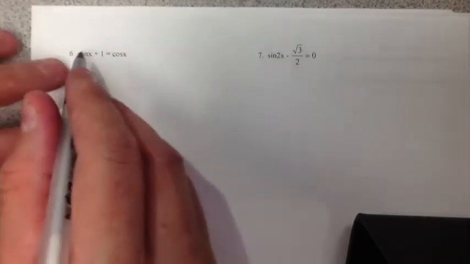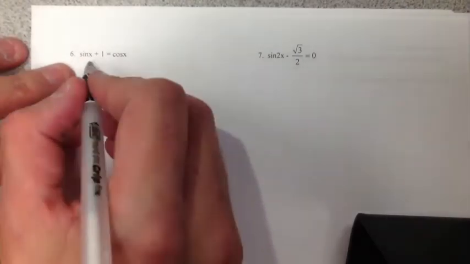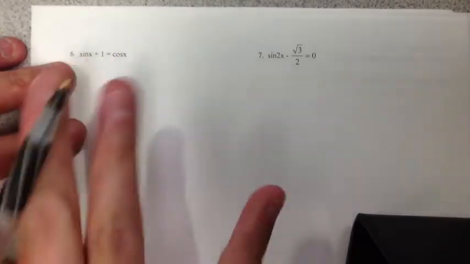Part 2 of solving trig equations. So let's take a look at number 6 right here. We're going to use a little bit of a trick. We want to always get sine and cosine to be the same. We can't have them be different when you're trying to solve it.